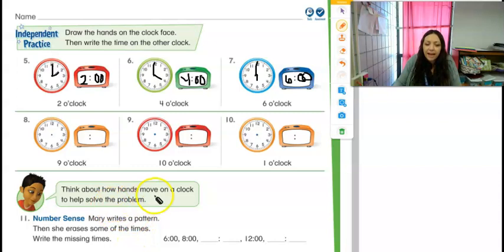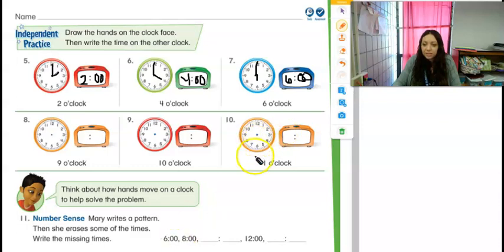It says, think about how hands move on a clock to help solve this problem. So think about how it's going to move. It says, Mary writes a pattern, then she erases some of the times. She writes 6 o'clock, 8 o'clock. So think about it. 6, 8. What would come next?